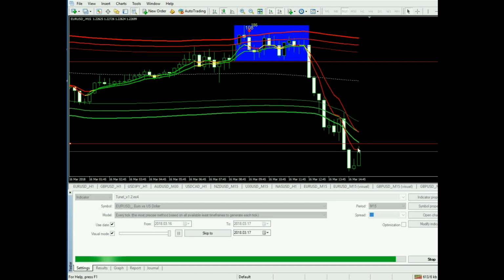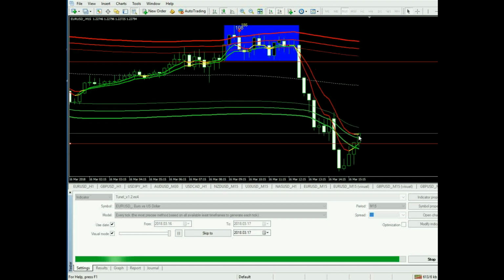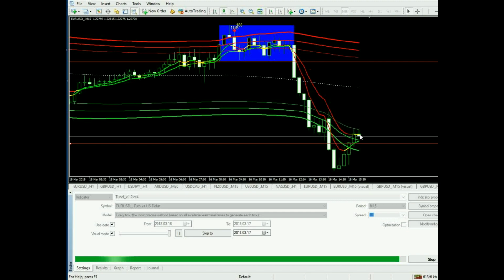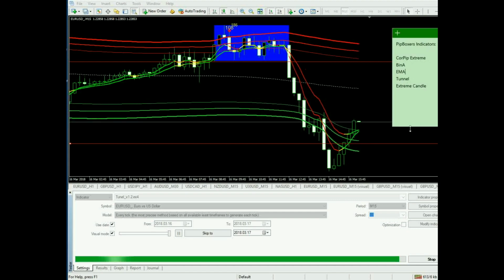So we see that these two candles are already creating a nice pin, and I will simply get out from here. Right now it's touching the second EMA, and if you are not out, I think it's time for you to get out. So this is the end of the trade, using Core Pip Extreme, BNA, 2 EMAs, tunnel and extreme candle.